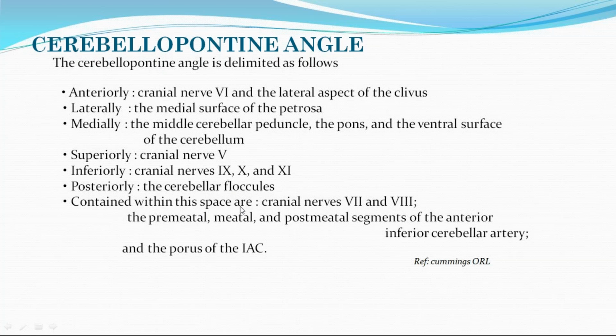Contained within this space are cranial nerves 7 and 8, and also the premeatal, meatal, and postmeatal segments of the anterior inferior cerebellar artery, and the porus of the internal auditory canal or internal acoustic canal.